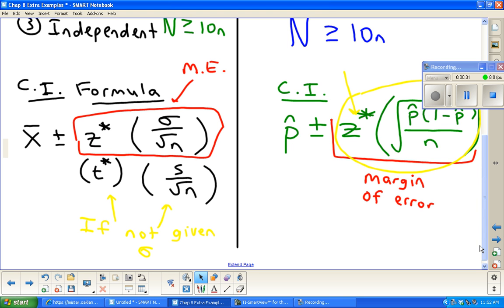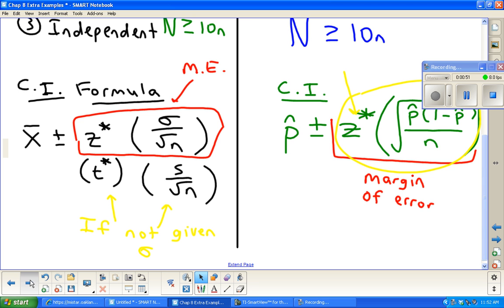And just remember, anytime you have a p hat or a p or anything, that's got to be a proportion. So if you have a sigma or a standard deviation of a sample, that's going to be more of a mean, like an s sub x and whatnot. So give those a good look. Make sure you have the conditions down.